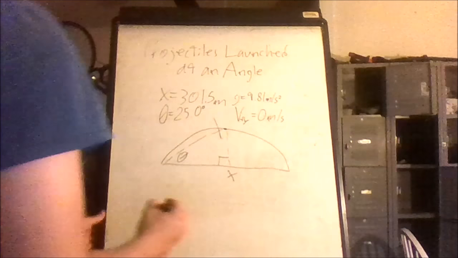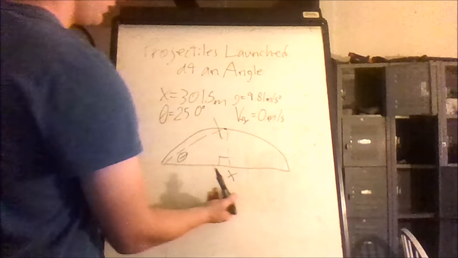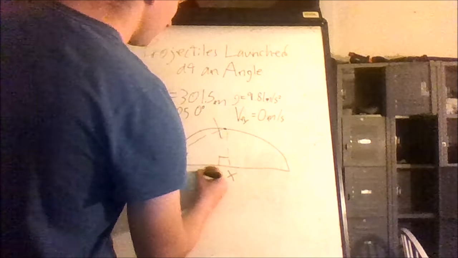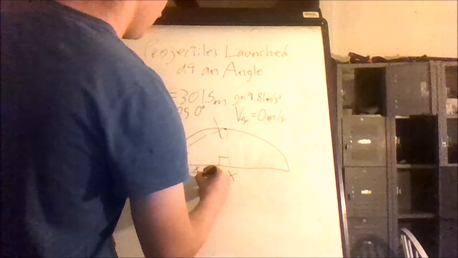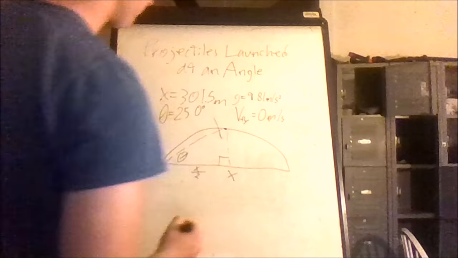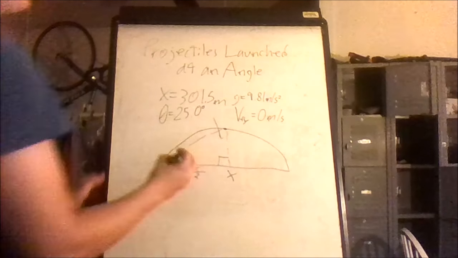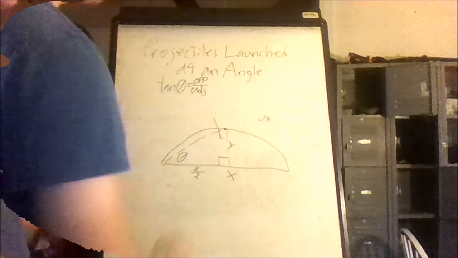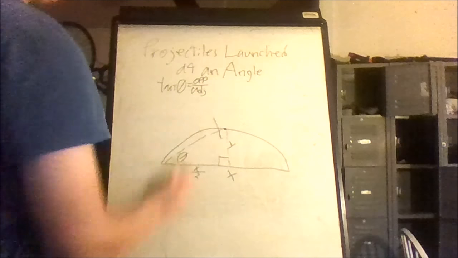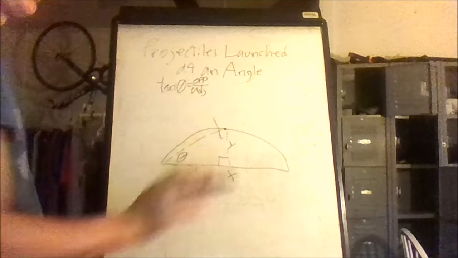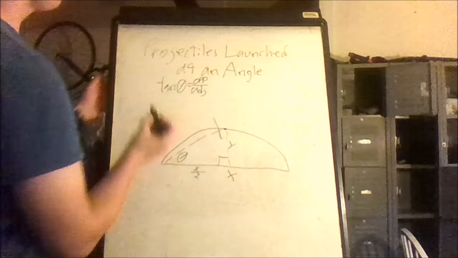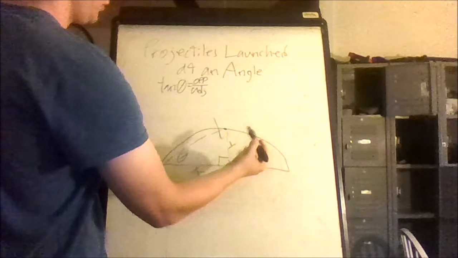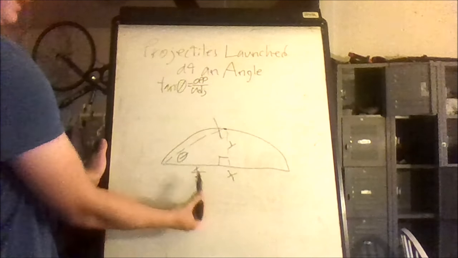So in order to figure this out, we have the x here, and all we have to do is divide this in half. So this is x over 2. And we want to know this y. Since we don't have the hypotenuse, we have to use the tangent of the angle. Told you before, tangent of the angle is equal to opposite over adjacent. We're trying to get the opposite, and we have the adjacent.